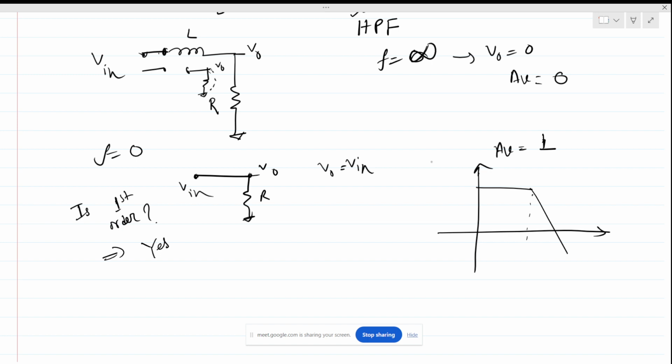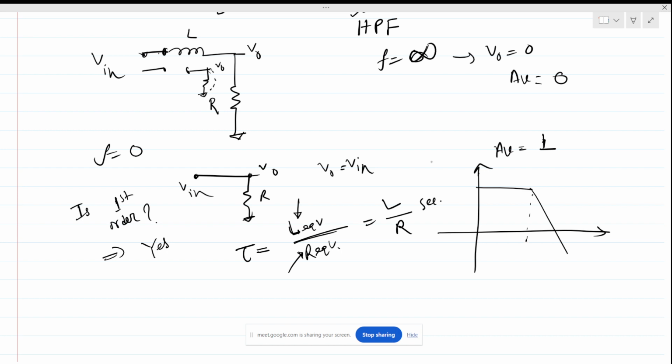And what will be the time constant of the circuit? L equivalent divided by R equivalent. This is the time constant of an LR circuit. So L is nothing but L itself and R is R itself, right? For an inductive circuit, if we try to find the time constant, we have to find the equivalent inductance and equivalent resistance. Then we have to do L equivalent divided by R equivalent.